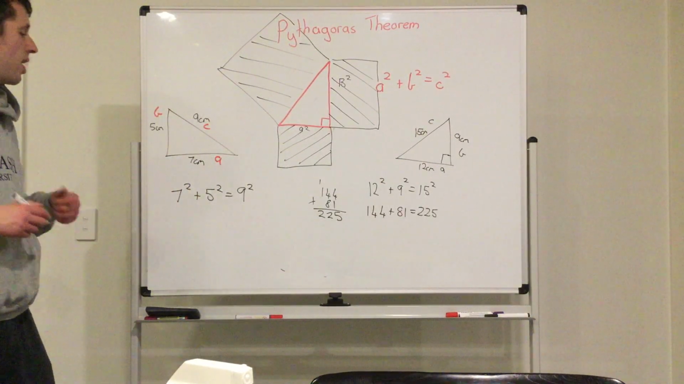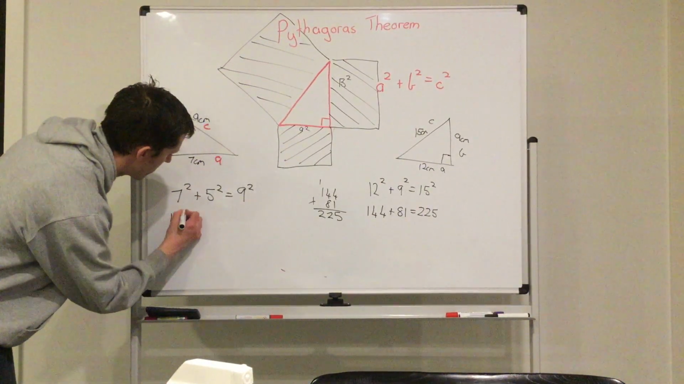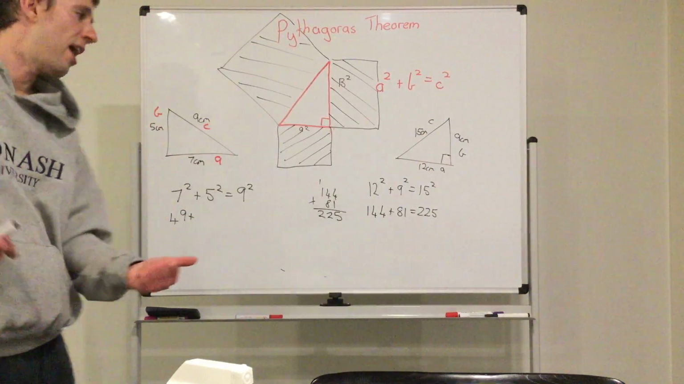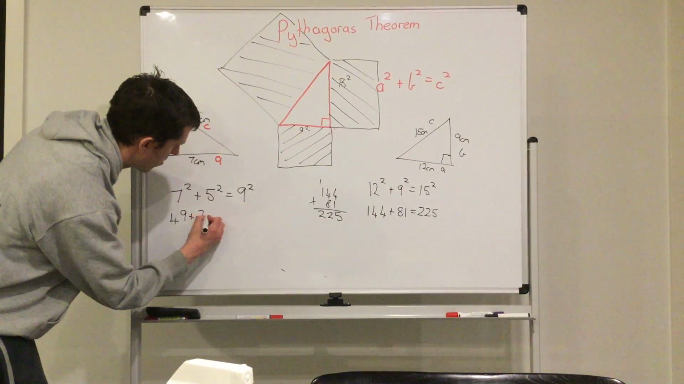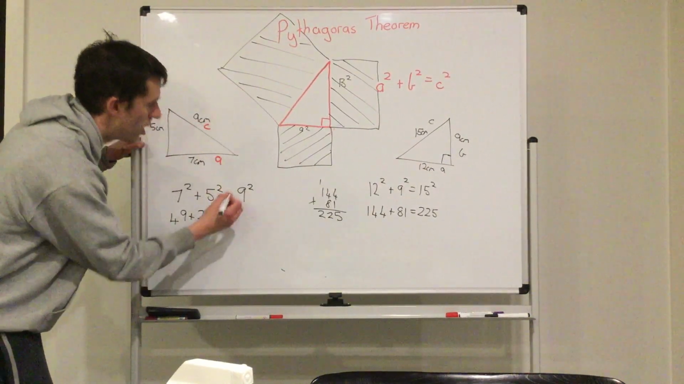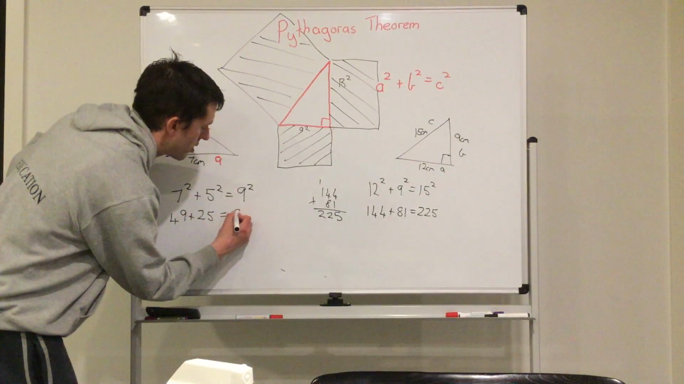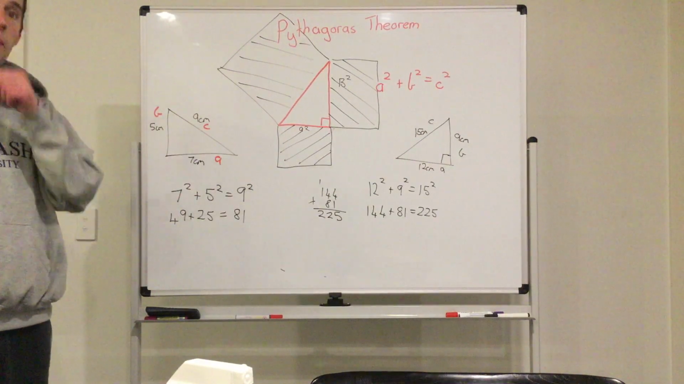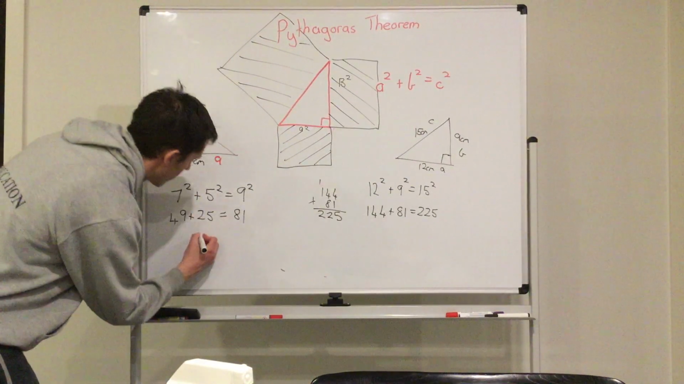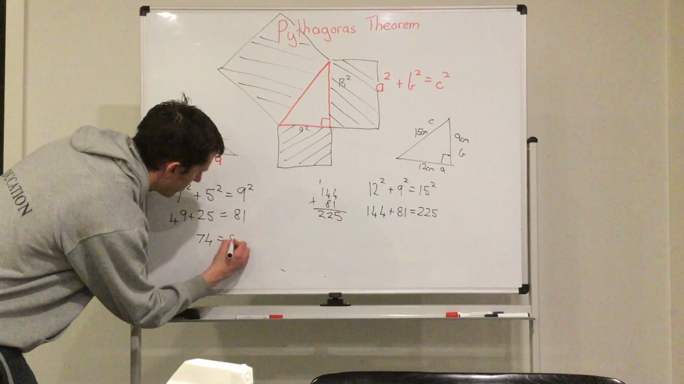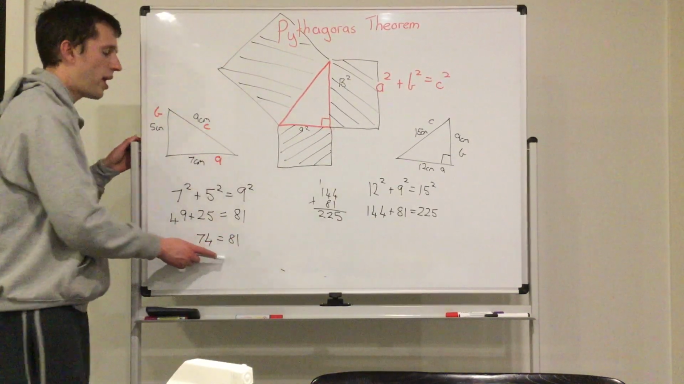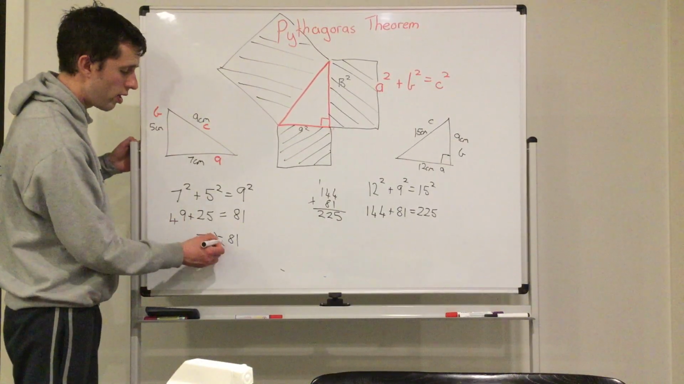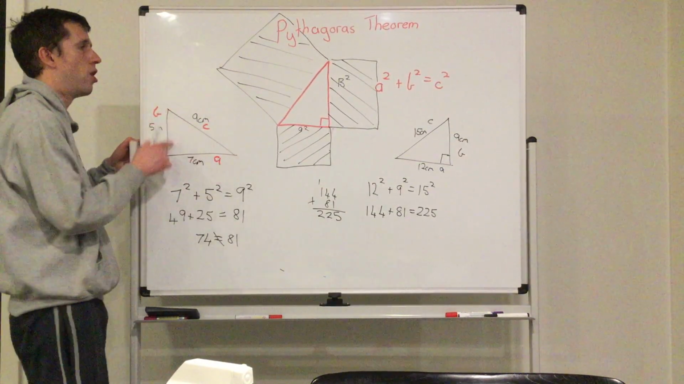7 squared is 7 times 7, which is 49, plus 5 squared is 5 times 5, which is 25, equals 9 squared equals 81, because it's 9 times 9. Now I know if I go 49 plus 25, it equals 74. So our equation is not balanced. 74 is not the same as 81. So that shows me that there is no right angle.